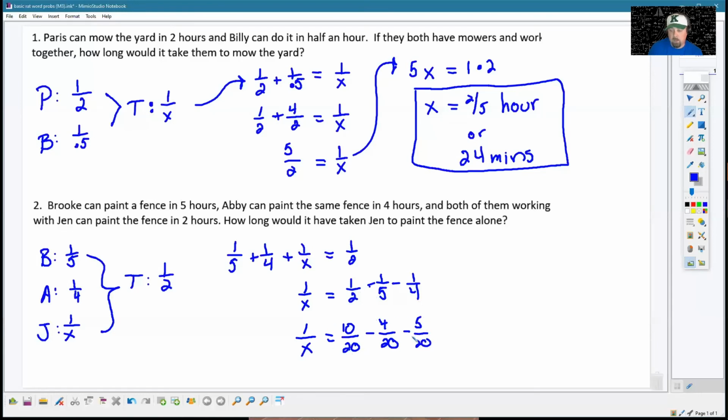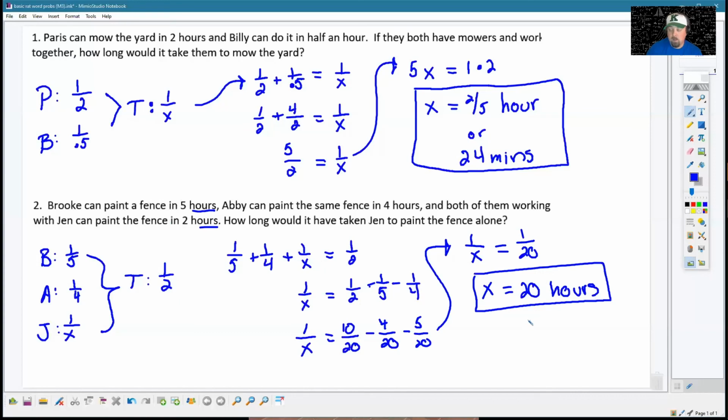And now we can just complete this operation. 10 minus 4 minus 5 is just 1. So that means 1/x equals 1/20. We can see the answer is going to be 20. When we cross multiply, 20 times 1, x times 1. So that means x equals 20, and that is 20 hours. And we know it's hours because this stuff is measured in hours, so that's our unit of measurement there. So it takes her 20 hours to paint this fence by herself, a whole lot longer than everybody else.